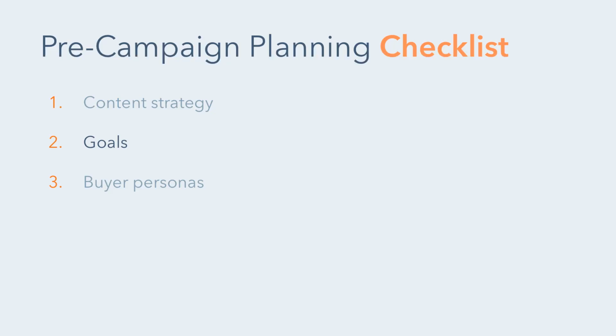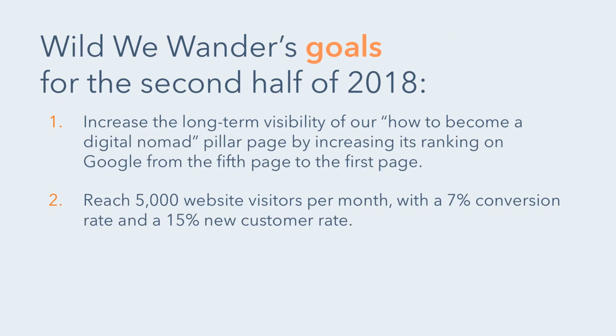Keeping our content strategy in mind, let's review Wild We Wander's goals for the second half of 2018, which our inbound marketing campaign will support. First, increase the long-term visibility of our How to Become a Digital Nomad pillar page by increasing its ranking on Google from the 5th page to the 1st page. And second, reach 5,000 website visitors per month with a 7% new contact rate and a 15% new customer rate.